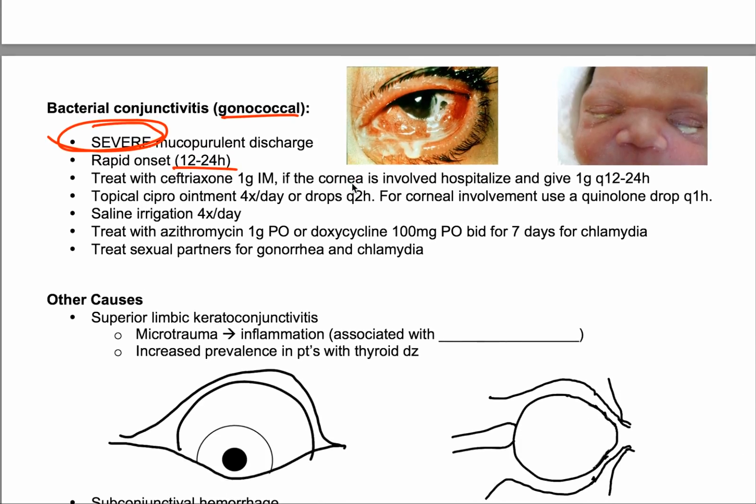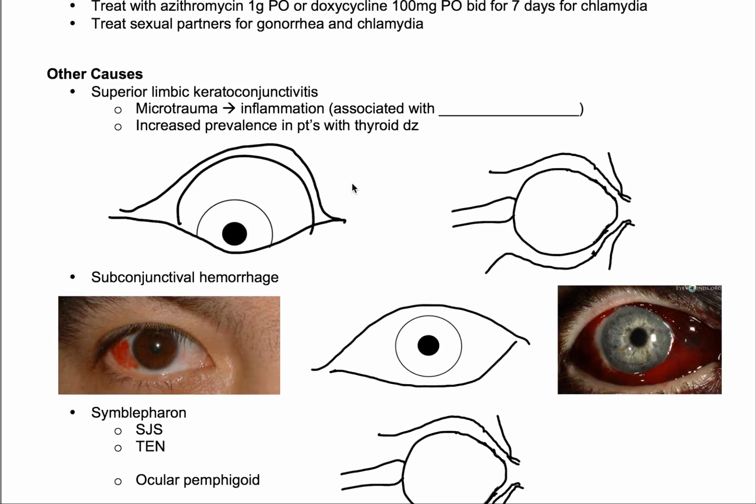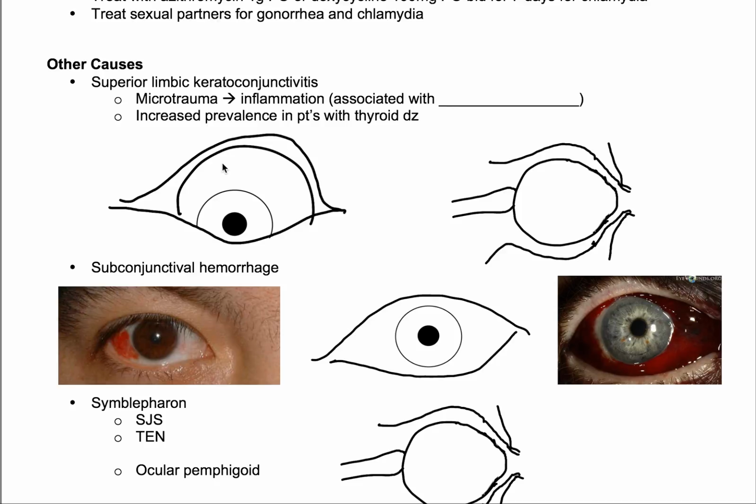All right, there are some other causes of conjunctivitis, that is, things that would cause inflammation in the cornea in particular.